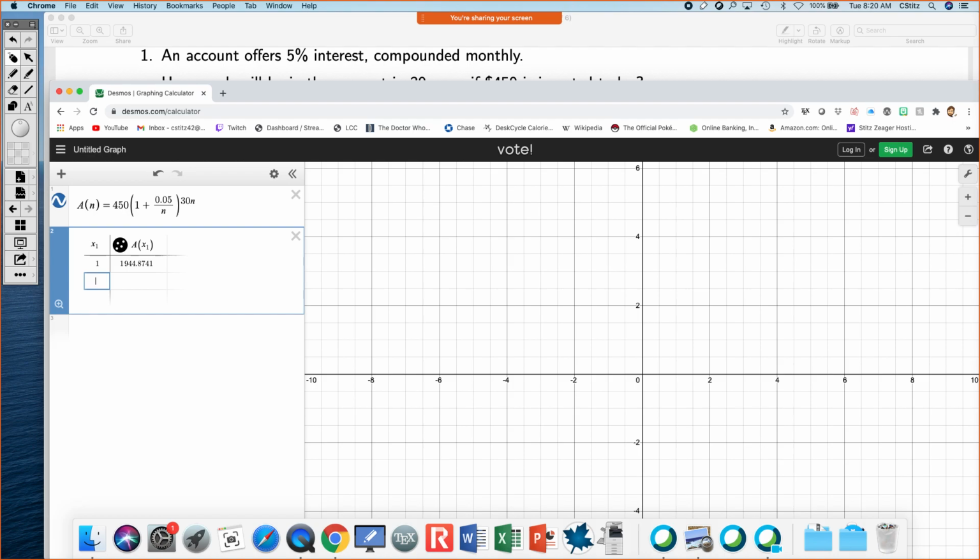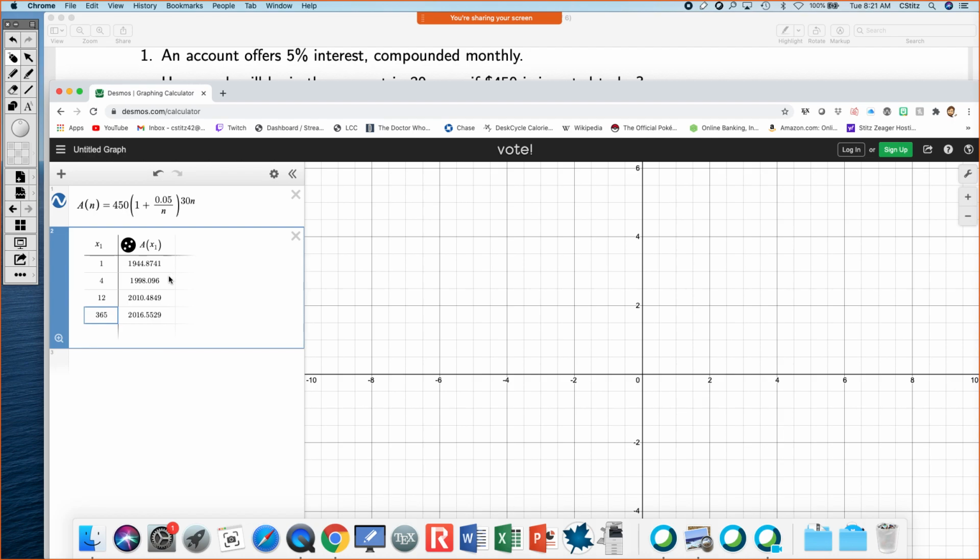If I compounded it quarterly, I'd have a little bit more. If I compound it monthly, there's our answer to the problem, $2,010. If I compounded it every day, I'd have $2,016.